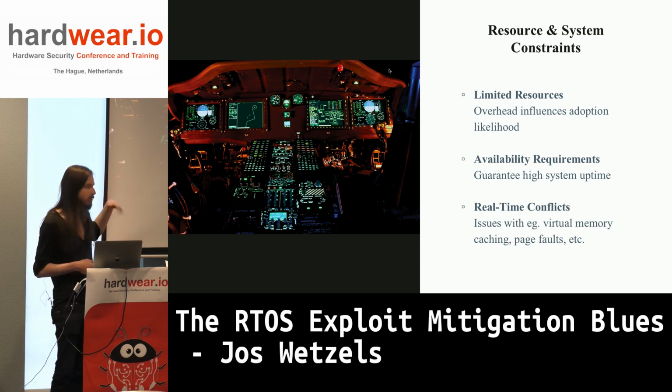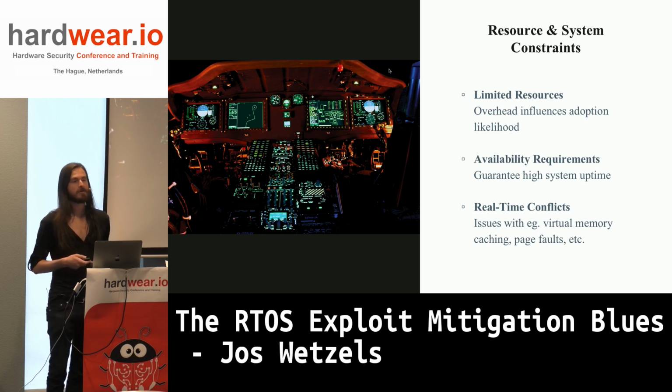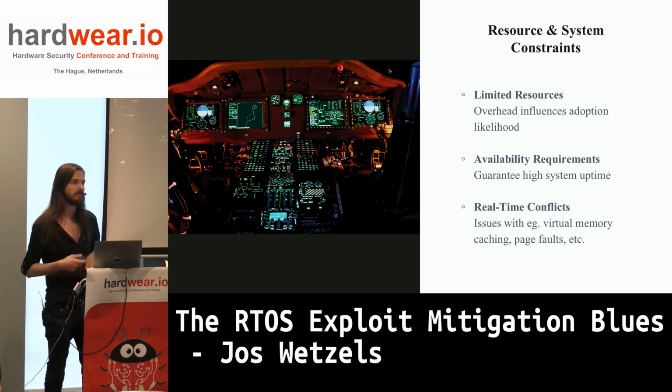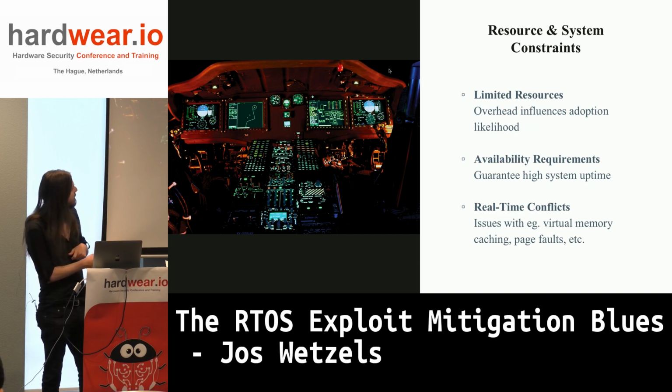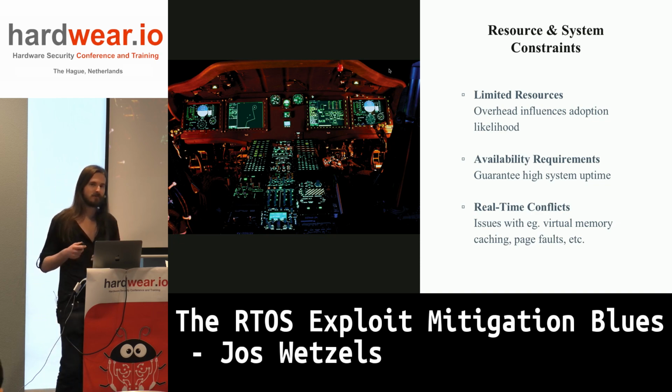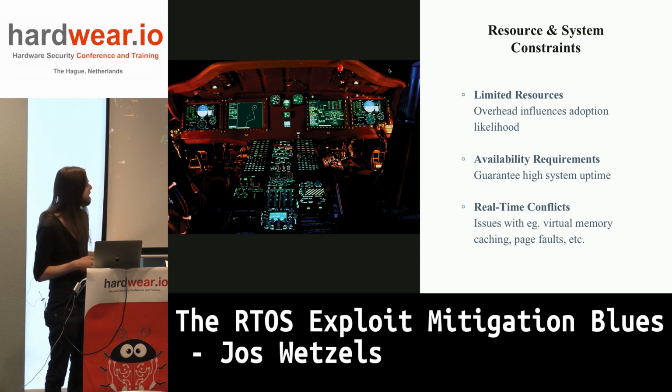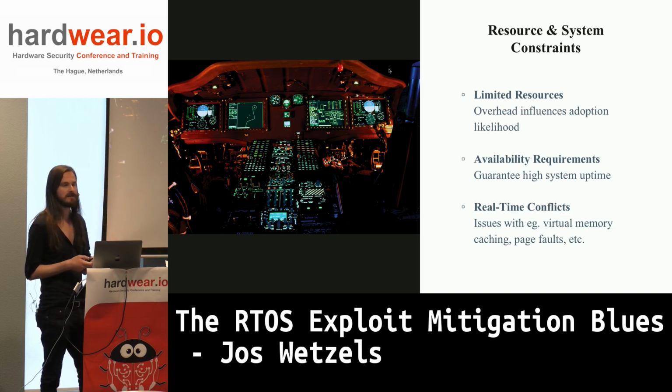You can meet all these dependencies and it can be deployable, but if the overhead is too much, people will just say we're not going to deploy it. And then it's worthless. Secondly, you need to take into account the fact that there are availability requirements. Some mitigations, as part of their response to detecting an attack, will take down a particular task or will shut down the entire system as part of their standard design.